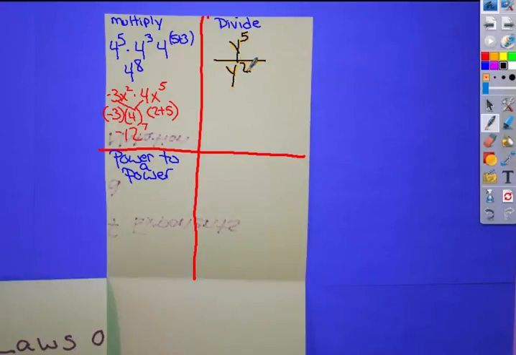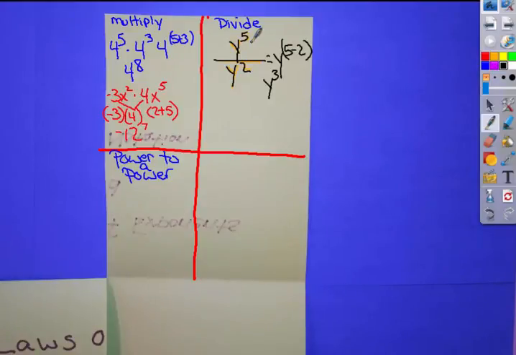Well, if I added when I multiplied, when I divide, it's going to be the exact same. If my base numbers are the same, I'm going to keep it. So I'm going to have y, and then I'm going to subtract my exponents. So I'm going to put 5 minus 2. So really here, I'm going to end up with y cubed as my solution. Because when I divide the bases, I'm going to subtract my exponents. Just the opposite of multiplying. Multiplying, I add. Divide, I'm going to subtract.